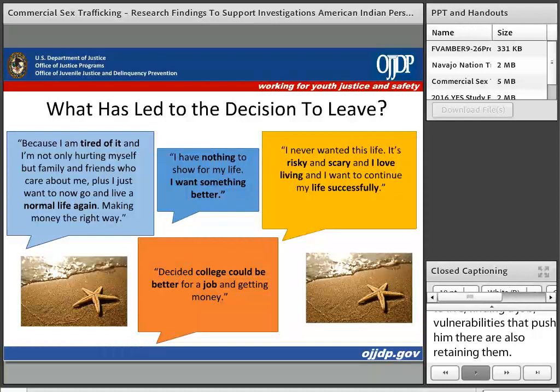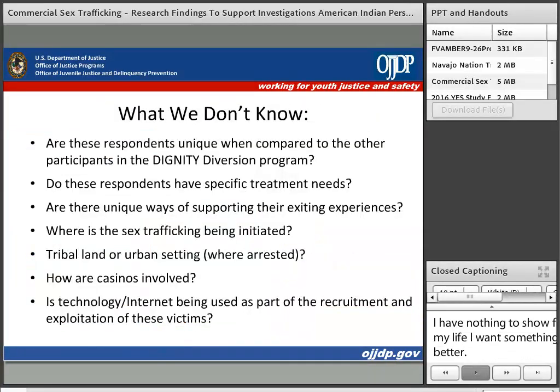Some of the 37 were able to exit, were successfully exiting, and said the following things that had led them to the decision to leave. "Because I'm tired of it. I'm not only hurting myself but my family and friends. Plus, I just want to go now and live a normal life again. I have nothing to show for my life. I want something better. I never wanted this life. It's risky and scary, and I love living. I want to continue my life successfully." "Decided to go to college to get a better job and money."